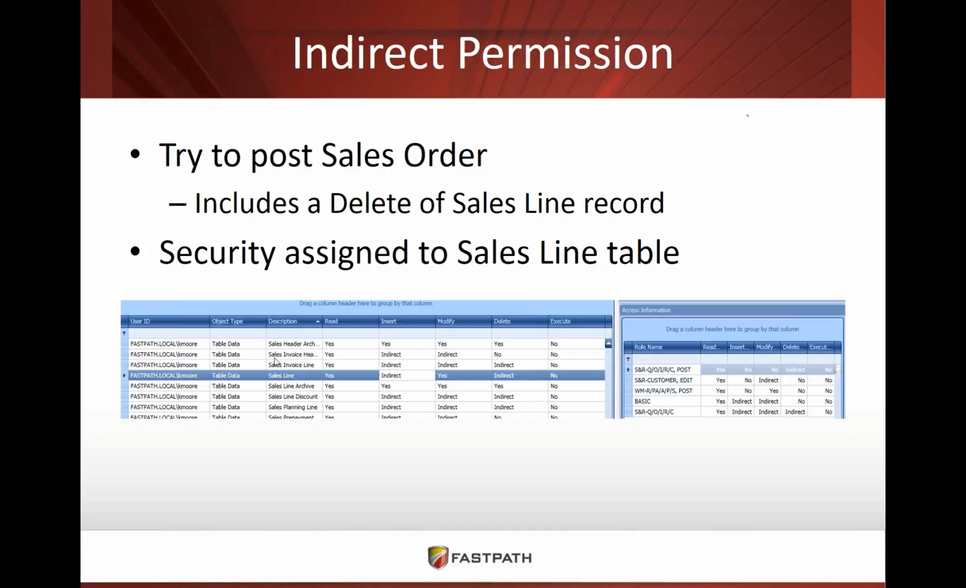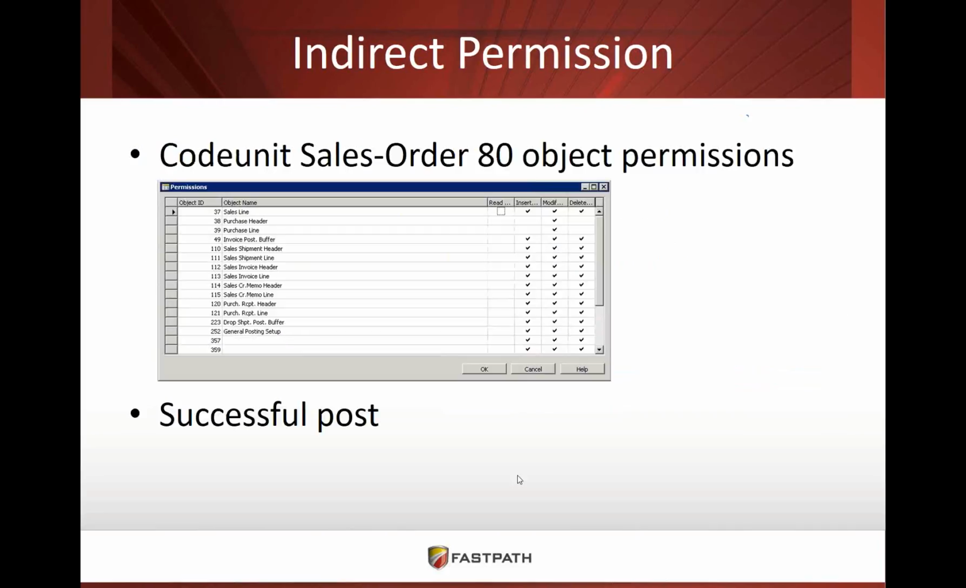We'll move on to the next page. Just remember that here we have only indirect access to delete to the sales line table. If we look here, this is a screenshot of the code unit that runs when I post that sales order. Code unit 80 is the one that runs when I post that sales order. If I look at the permissions assigned to that code unit, and I look at sales line here, I can see that this code unit has access to insert, modify, and delete records in the sales line. So that's the other half. I need this checkbox from some other object in NAV to give me that full yes permission.